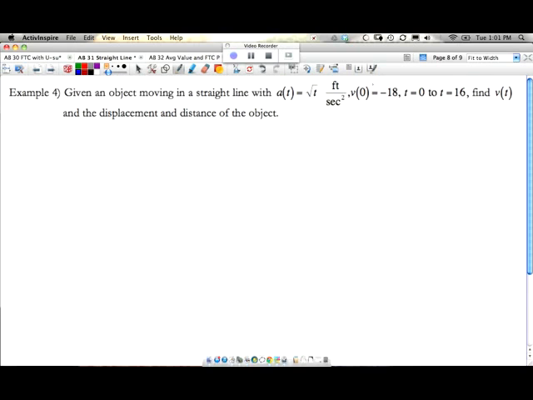So let's try using that idea. Given an object moving in a straight line, a of t equals square root of t, v of 0 equals negative 18, t equals 0, and t equals 16. Find v of t and the displacement and distance of the object. Oh my goodness, there are so many things going on in this problem, because first of all, we start with a of t. So we've got a of t, but we're going to use that to find v of t.